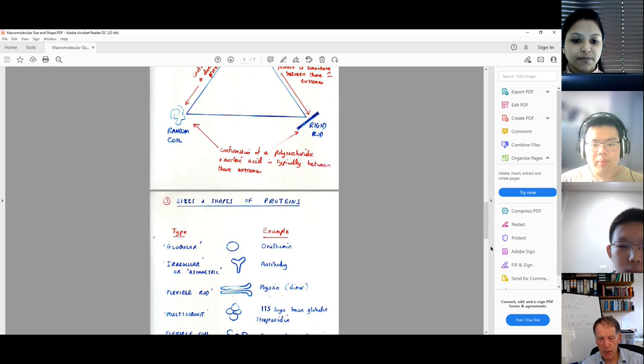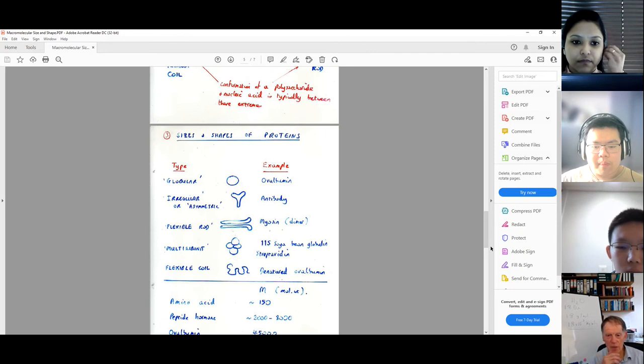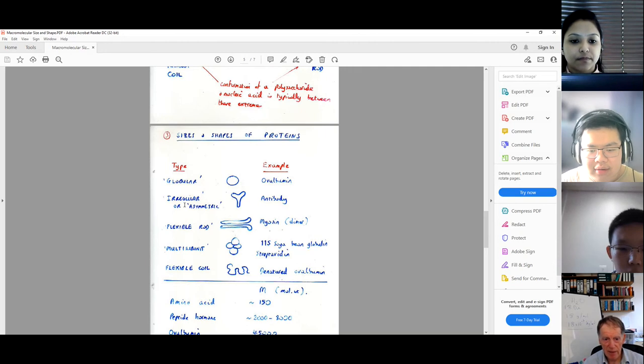Well, we've done polysaccharides. This is just a comparable table for proteins, and this compares the sizes and shapes of protein molecules. You can get globular molecules like ovalbumin, which comes from eggs. You mentioned that it's a glycoprotein. Actually, it's got a small amount of sugar on it. Antibodies can have irregular or asymmetric shapes, like Y shapes or T shapes, and so antibodies are an example of irregular shaped molecules.